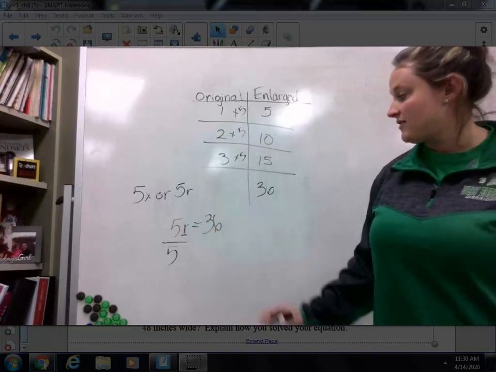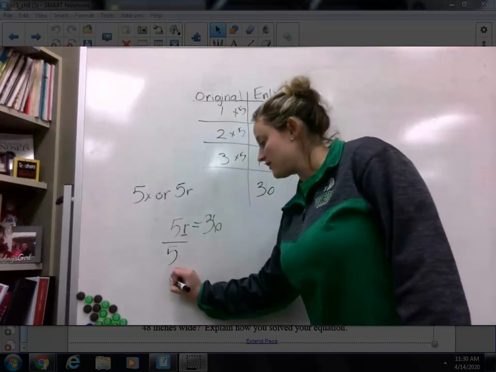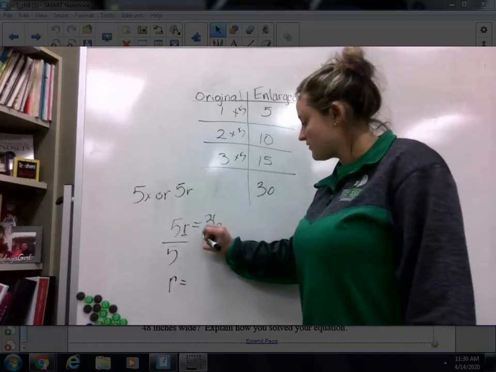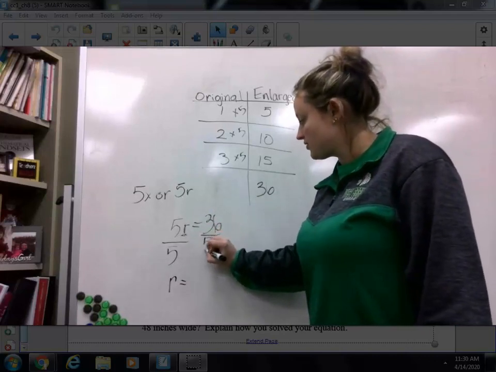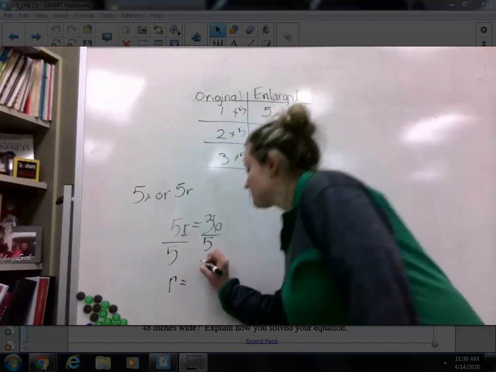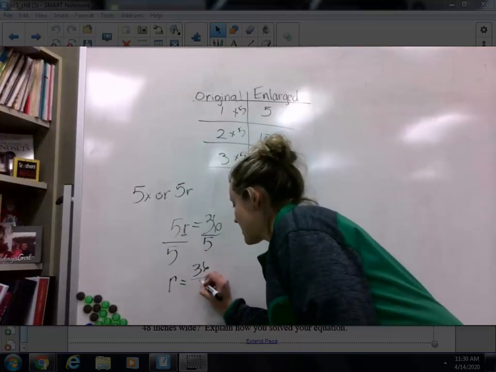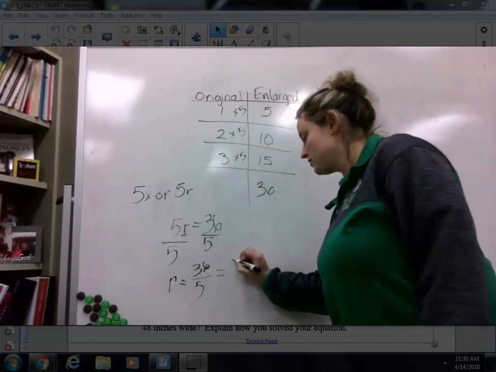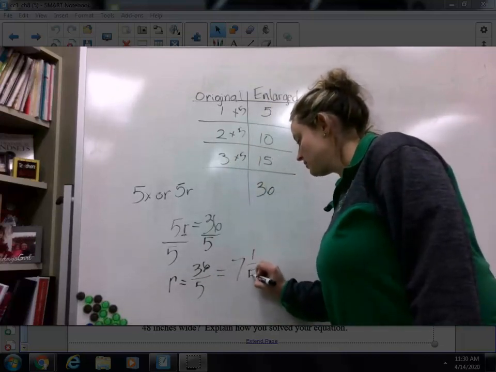So if we divide 5 divided by 5 over here, you're left with r. Whatever you do on the one side, you also have to do on your other side. So 36 divided by 5 is 36 over 5 as a fraction, or that equals 7 and 1/5.